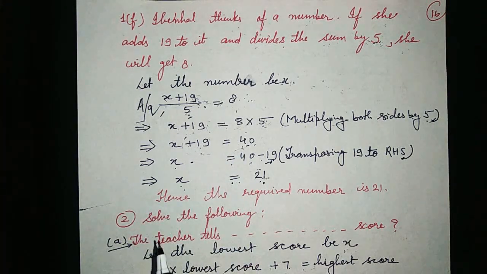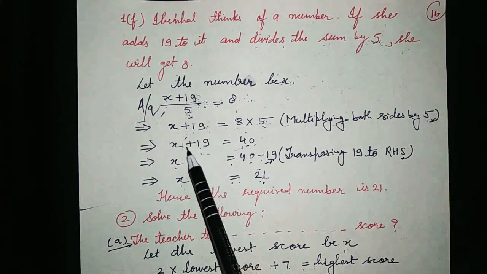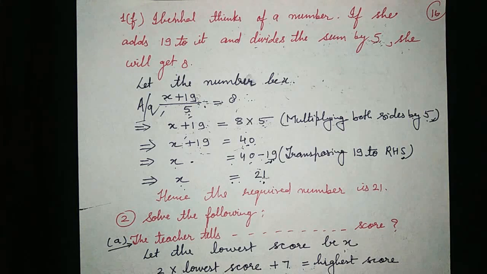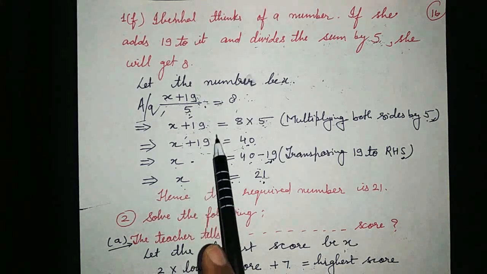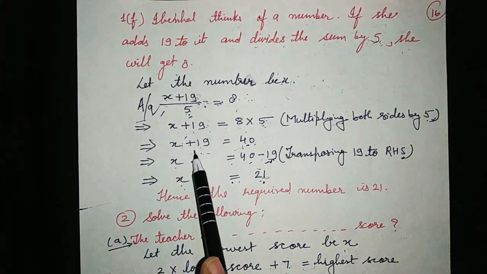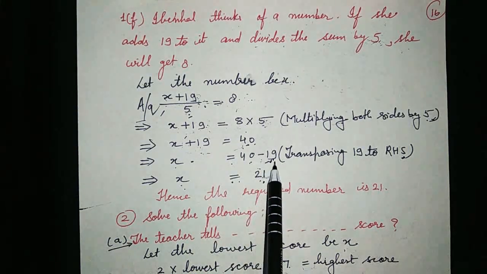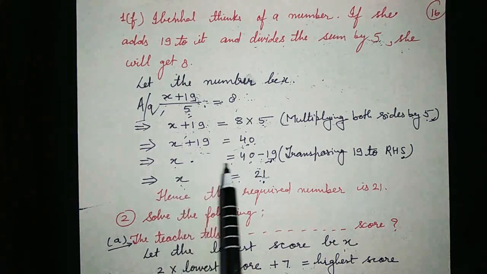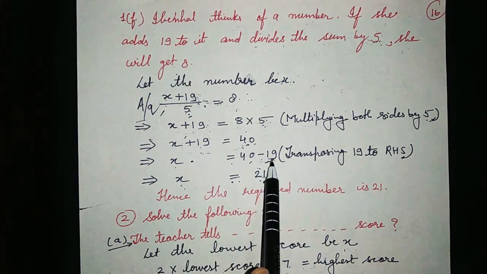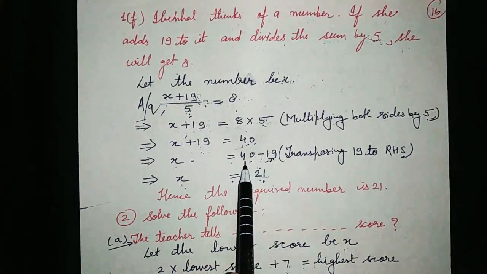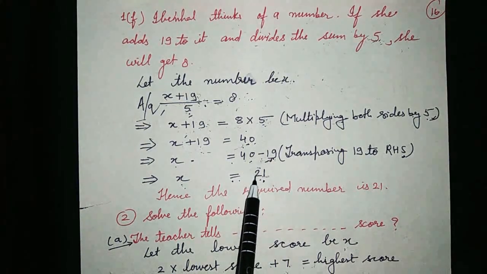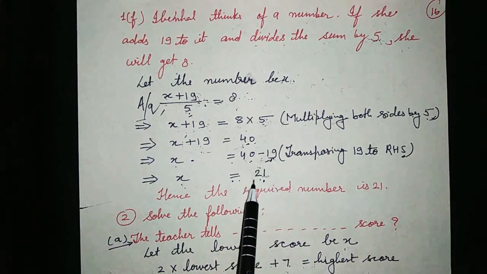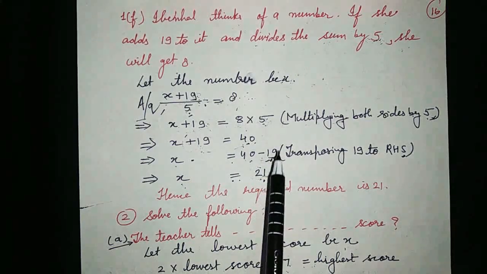Now what we will do? This plus 19 we will transpose from the left hand side to the right hand side. So this plus 19 will be changed into minus 19. And in the next step, X we will write, and if we subtract 19 from 40, what we will get? We will get 21. So the required unknown number is 21.